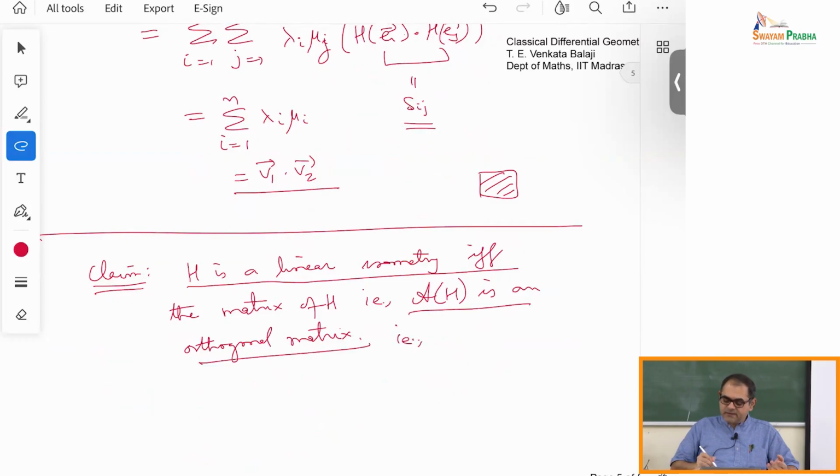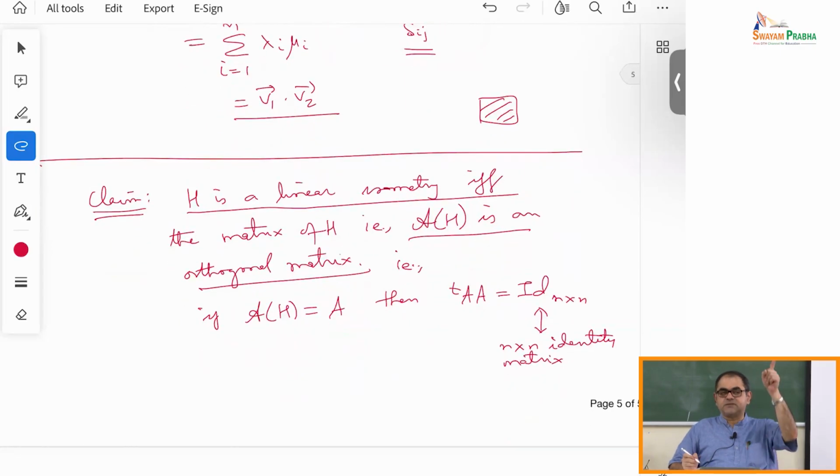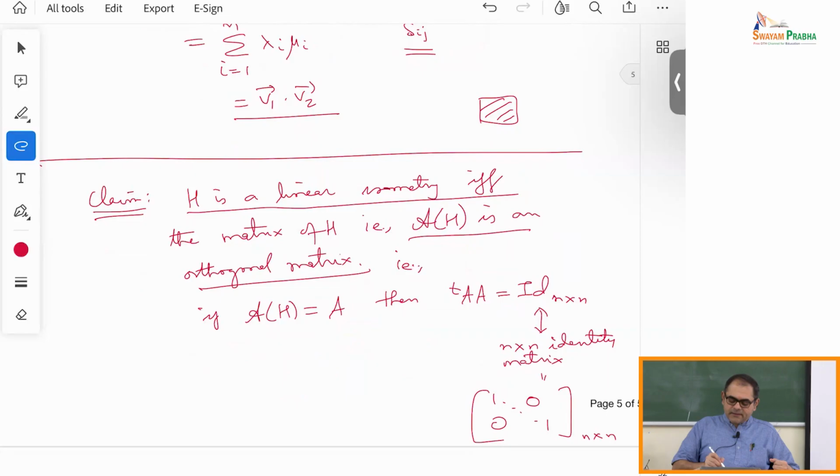That is, if the matrix of H is capital A, then A transpose A is equal to the identity, where this identity is just the n by n identity matrix, which by definition is 1 on the diagonal and 0 everywhere else. I put 1, 1, 1, 1 here, and then 0 everywhere else. Okay, so what is the proof of this?